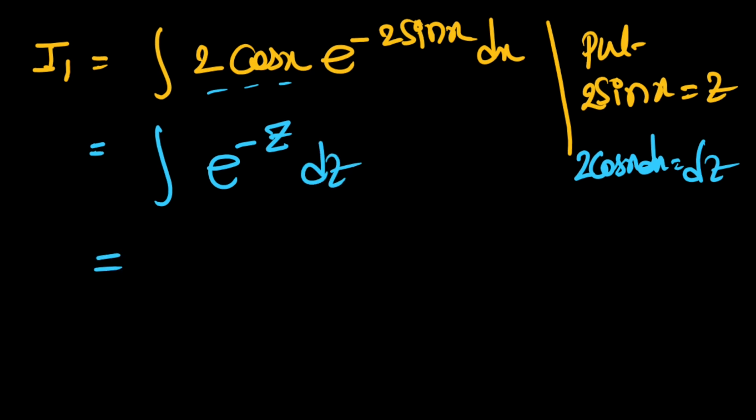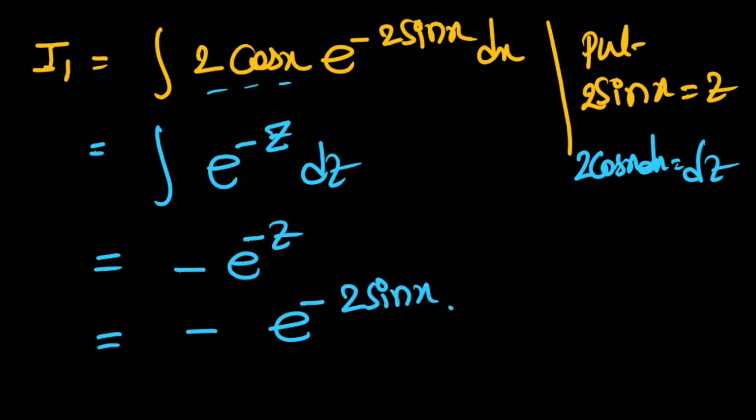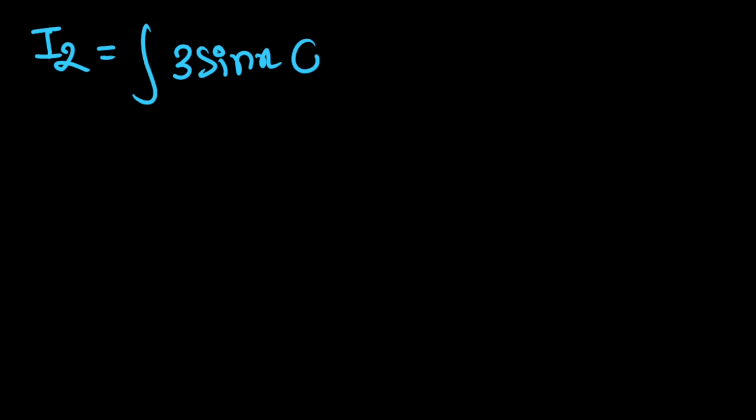Therefore this integration is minus e to the power minus z. Now we substitute the value z by 2 sin x, so that is minus e to the power minus 2 sin x. Next we find the value of I2. So I2 is equal to the integration of 3 sin x cos x e to the power minus 2 sin x dx.